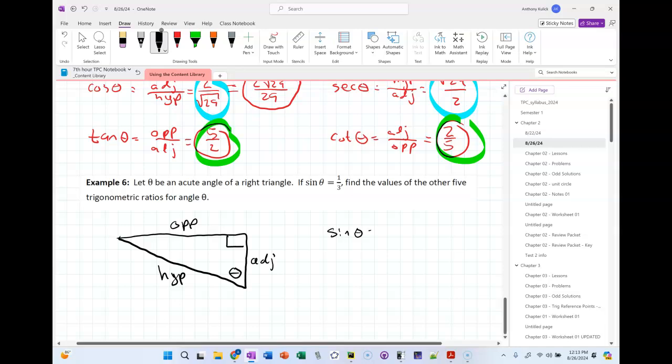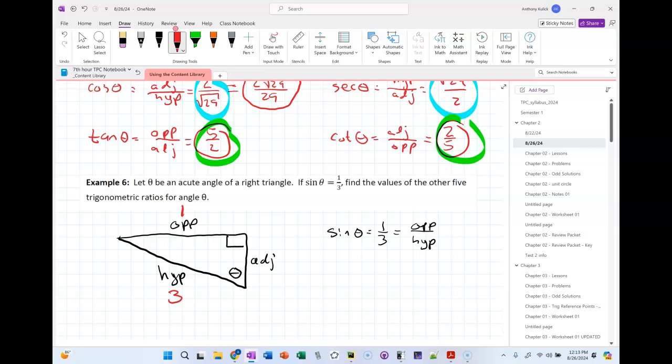In the problem, we're told that sine theta is 1/3. Well, I know that sine is opposite over hypotenuse, correct? So I know that the opposite must be 1, and the hypotenuse must be 3. Everybody okay with how I used sine theta equals 1/3 to figure out 2 of the side lengths for my right triangle? Still need to figure out what adjacent is. How do I do that?